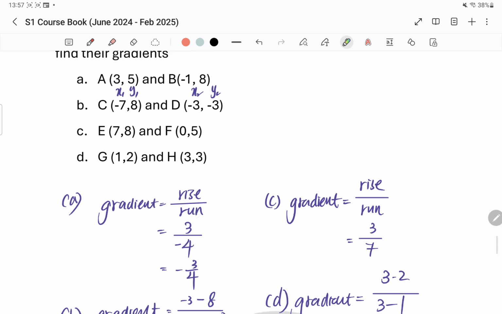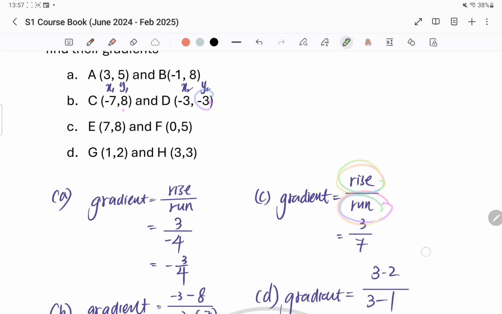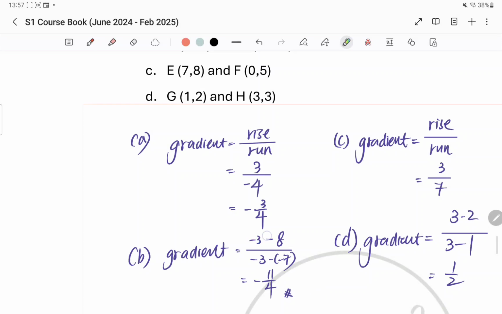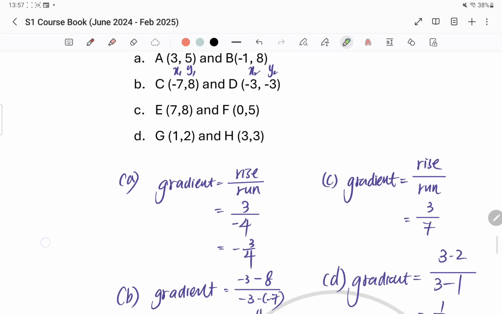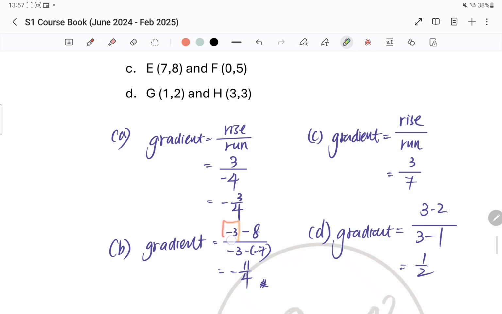Okay, next we have y2 minus y1, so it's rise over run. The rise is negative 3 minus 8. Sorry, this is C. Negative 3 minus 8. Be careful, look at how I write the negative values, because you are doing negative 3 minus 8. So you need to write negative 3, negative 8.